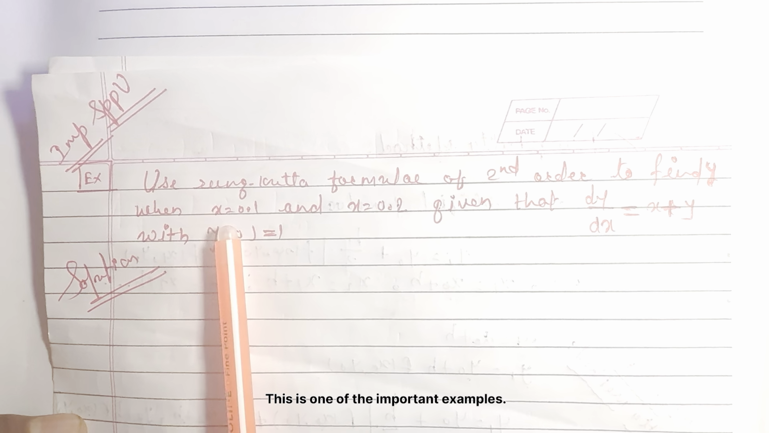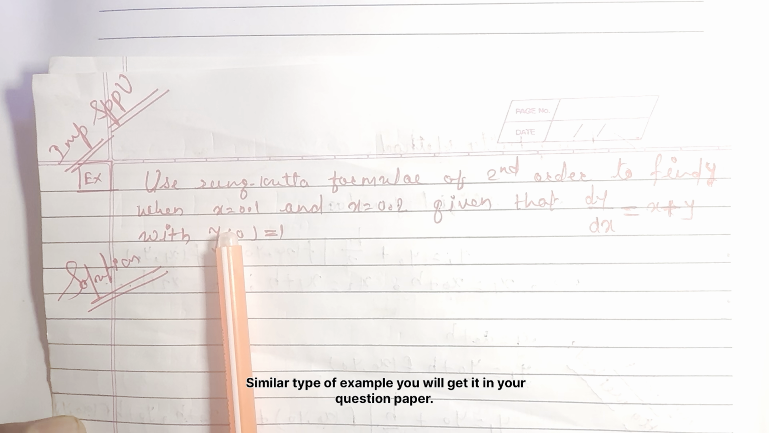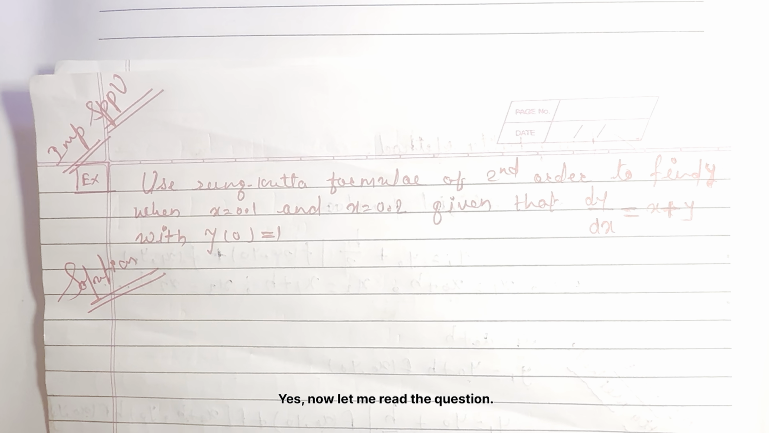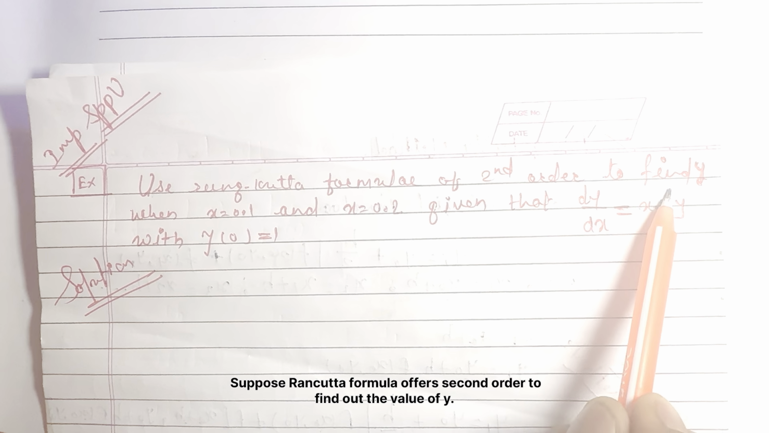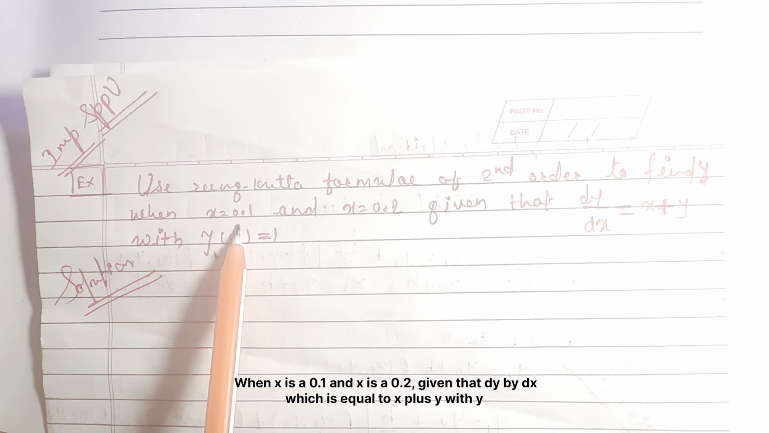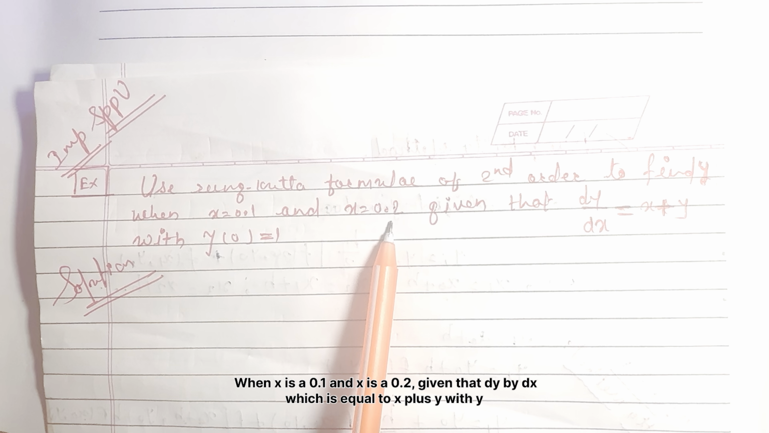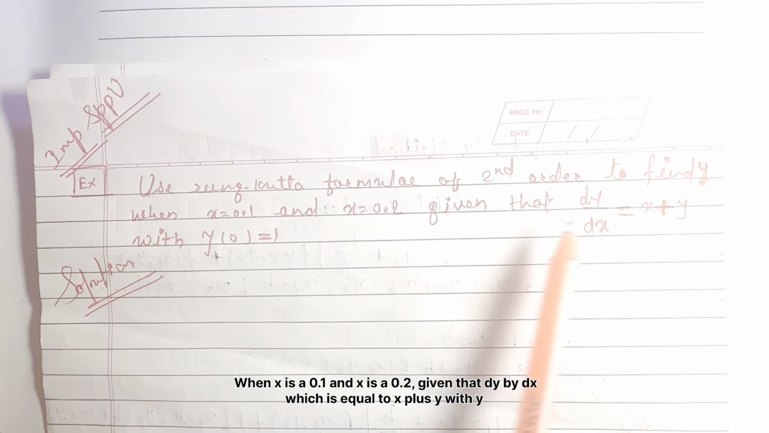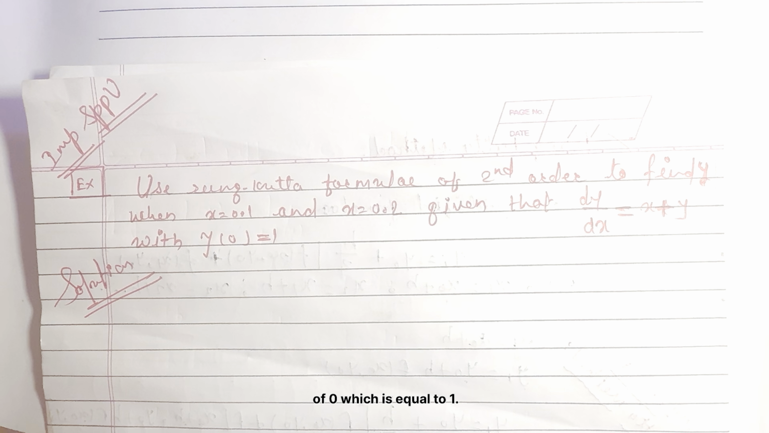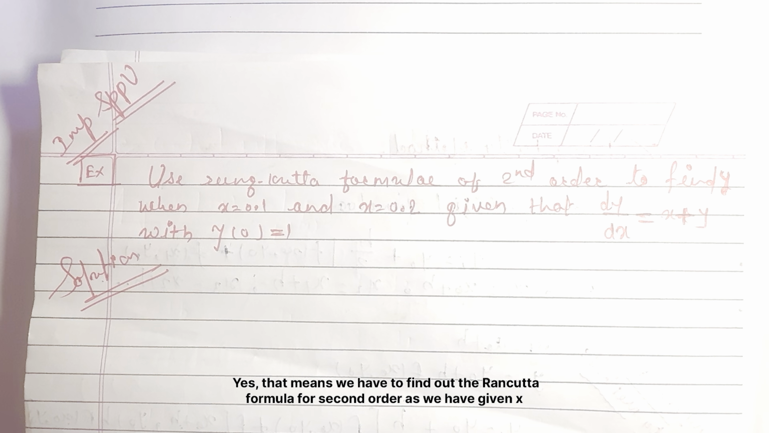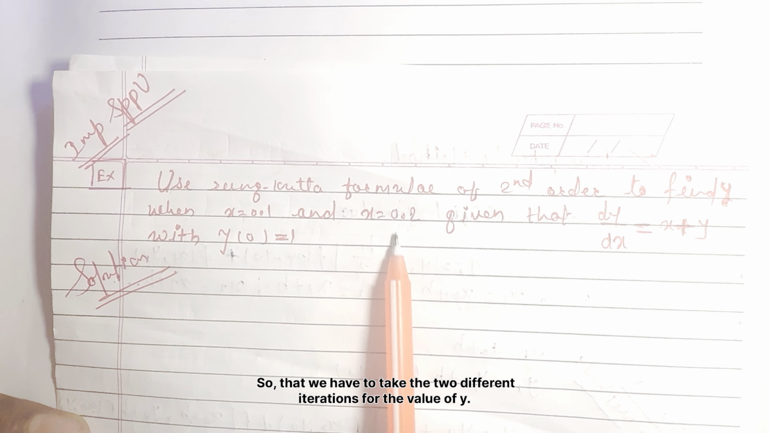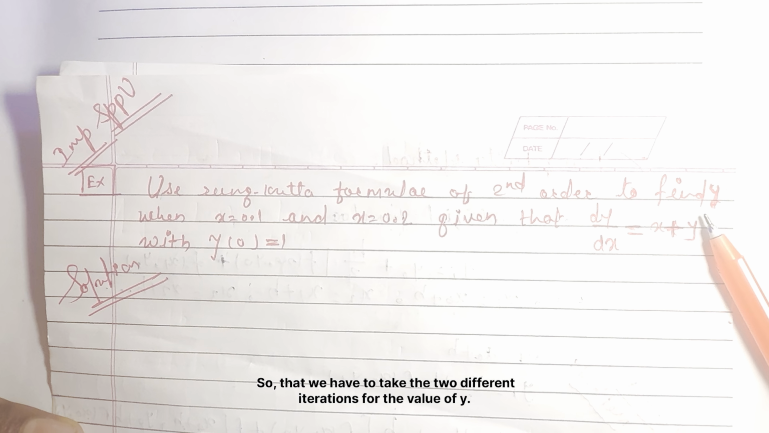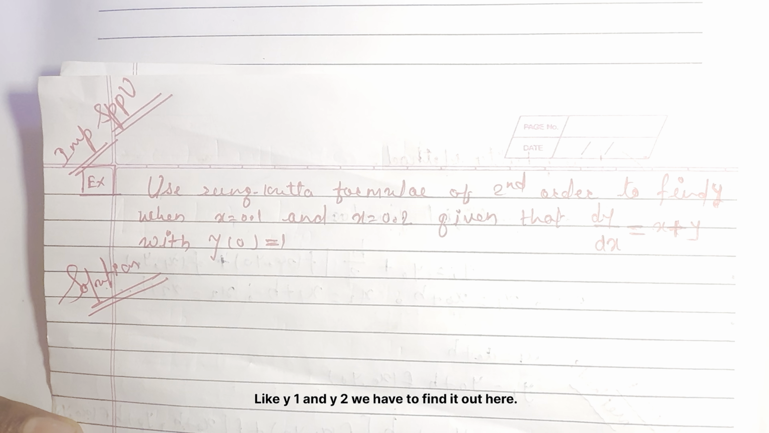This is one of the important examples, and you will get a similar example in your question paper. Now let me read the question. Use the Runge Kutta formula of second order to find the value of y when x is 0.1 and x is 0.2, given that dy/dx = x + y with y(0) = 1. That means we have to apply the Runge Kutta formula for second order. As x is given as 0.1 and 0.2, we have to take two different iterations for the value of y, like y1 and y2.